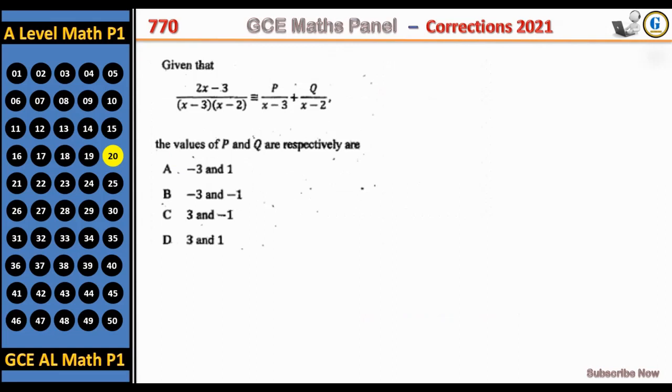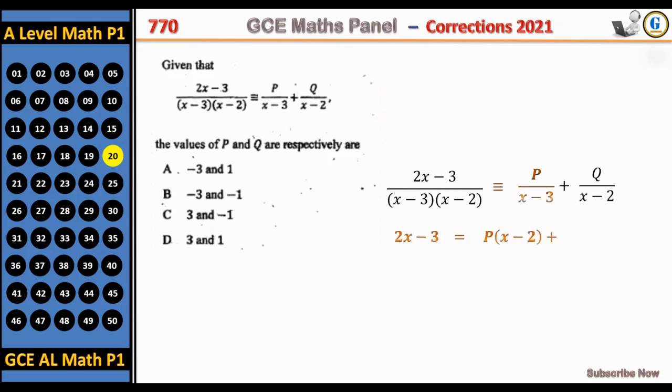Question 20. To express this in partial fractions, we should look for the values of P and Q respectively. So in partial fractions, we have 2x minus 3 over x minus 3 times x minus 2 to be identical to that which has already been given. So from here, we multiply all through by the denominator, and we have 2x minus 3 to be equal to P into x minus 2 plus Q into x minus 3.